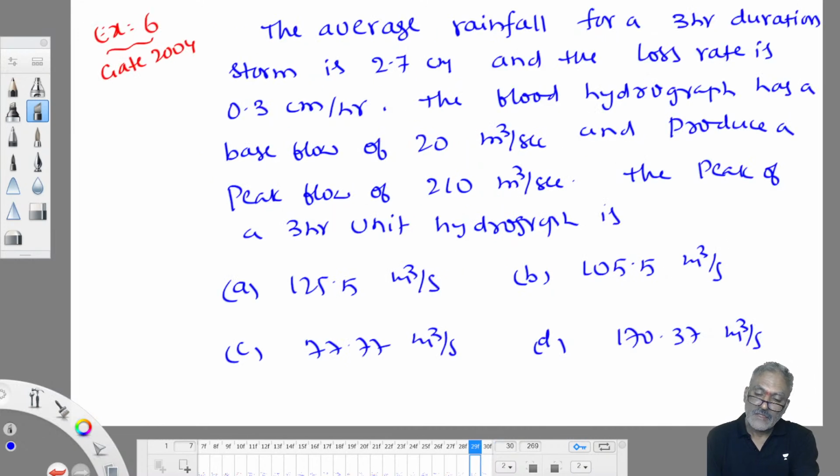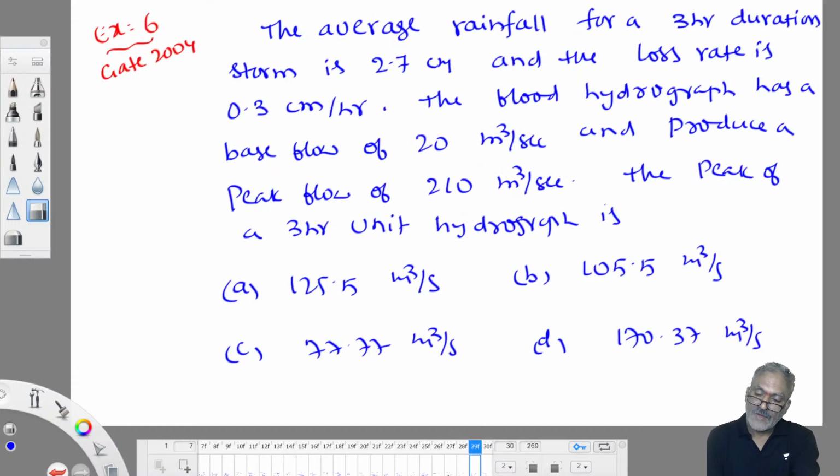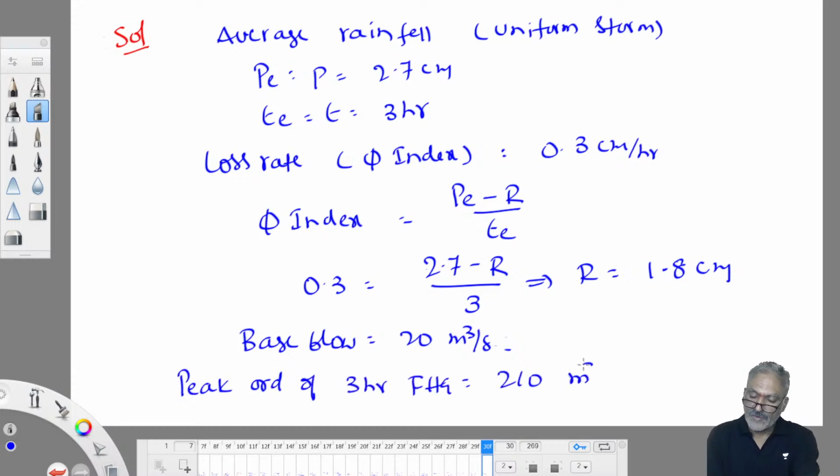So what else is given? The flood hydrograph has a base flow of 20 meter cube per second. Okay. Next, what else is given? They produce a peak flow of 210 meter cube per second. So the peak ordinate of the 3-hour flood hydrograph is 210 meter cube per second. And what is the question? Find the peak ordinate of the 3-hour unit hydrograph.